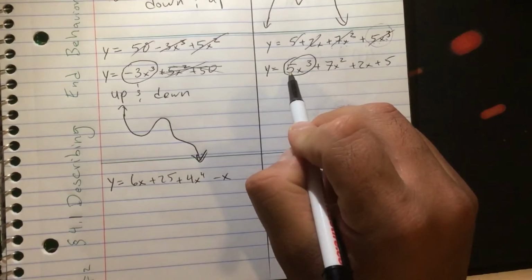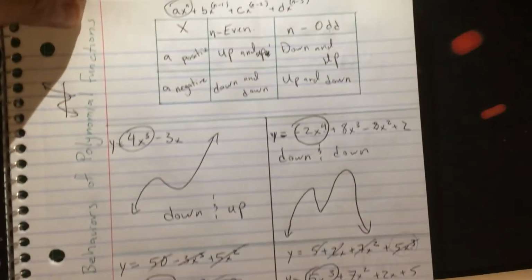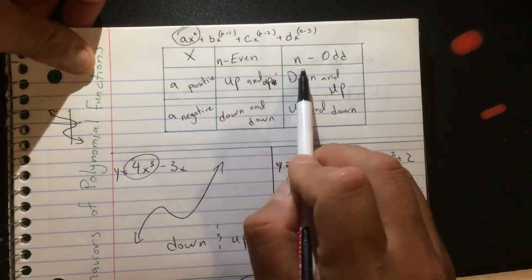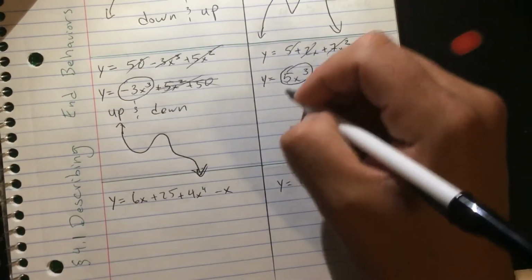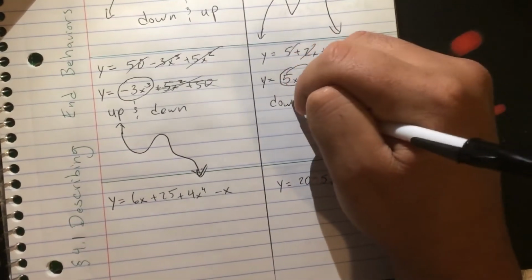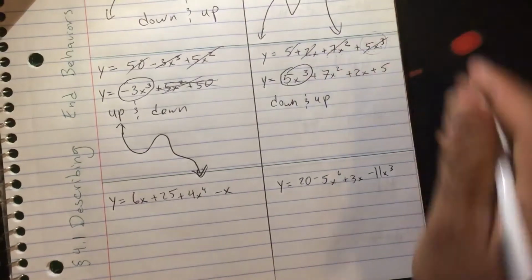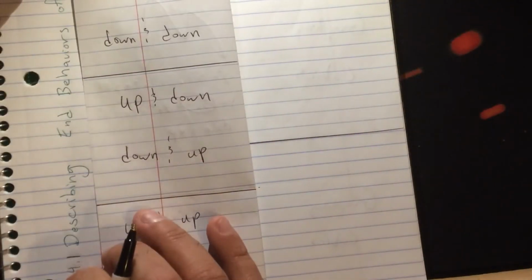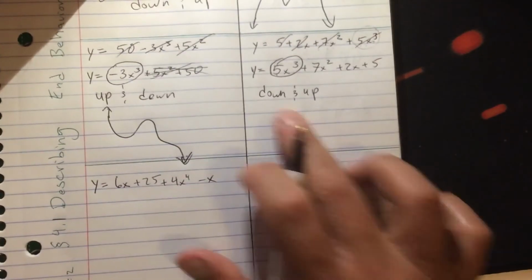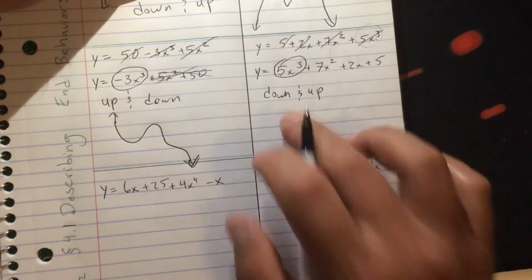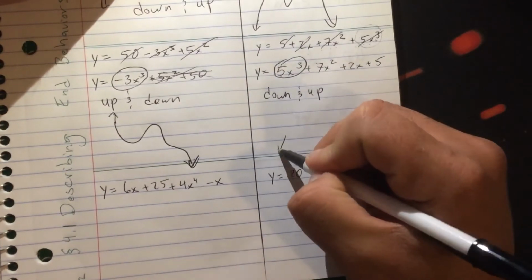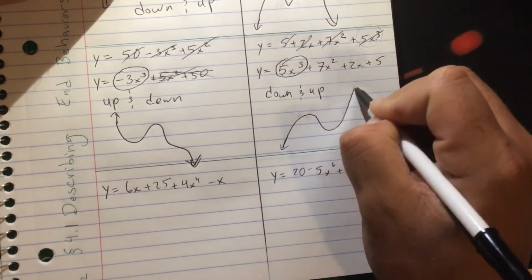For this one, we have an a that is positive and an n that is odd. So we're going to go here. This is going to be a down and up. I think I meant that one to be down, down. Oh no, down and up. Do I have it? Oh, it's down here. Okay, that's fine. So this is going to be our down and up. That means this is going to start from the down position, which is here, and it's going to work our way up and then go all the way up.